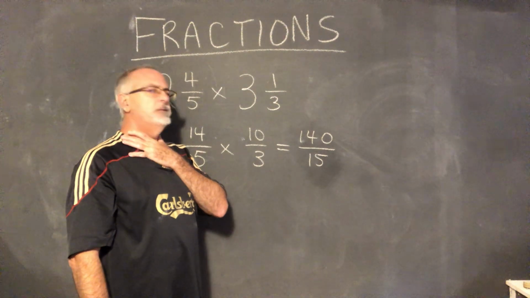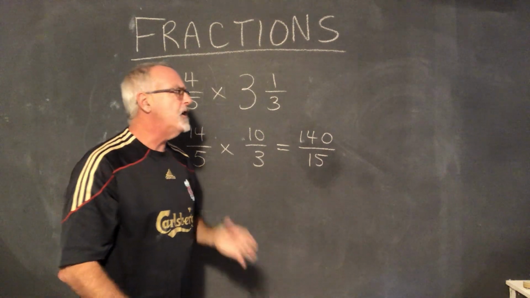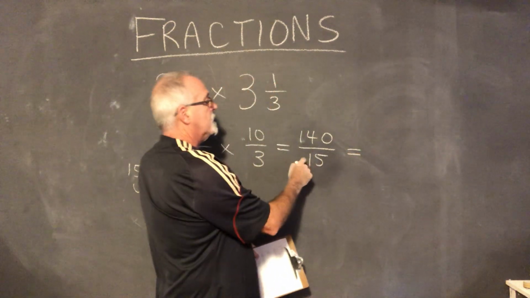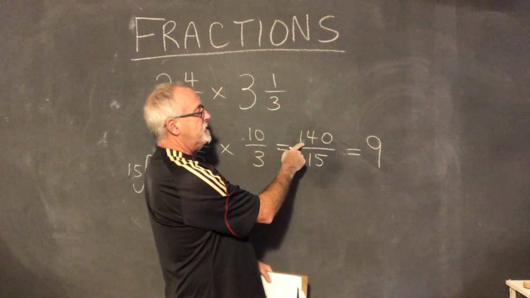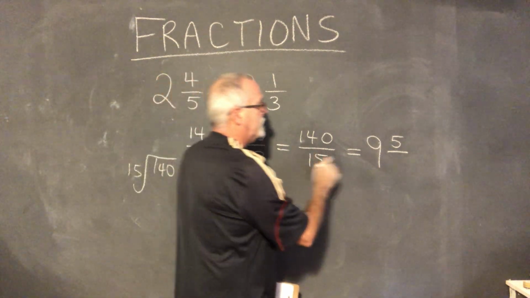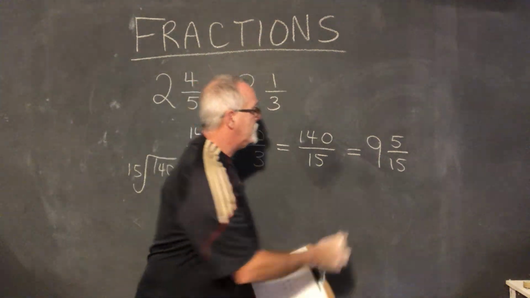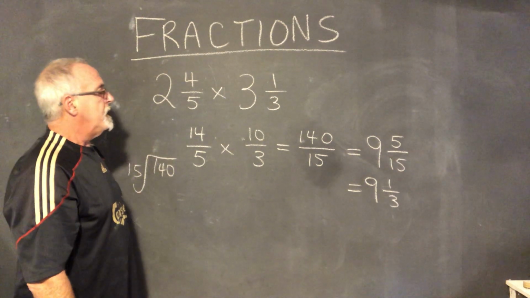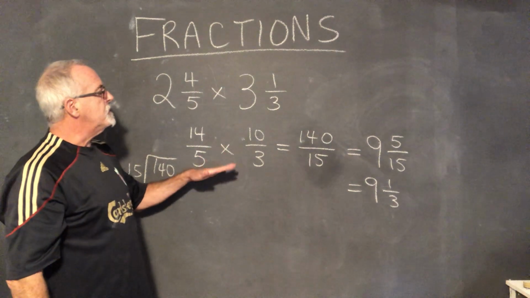What would 9 times 15 be? 9 times 10 is 90, and 9 times 5 is 45, and 90 plus 45 is equal to 135. That's working. Okay, so that big number is a 9. 15 times 9 is equal to 135, and 140 minus 135 is 5. And the denominator stays the same. But hey, look, we have to reduce. 5/15 can be reduced to 1/3. So 9 1/3. Interesting.